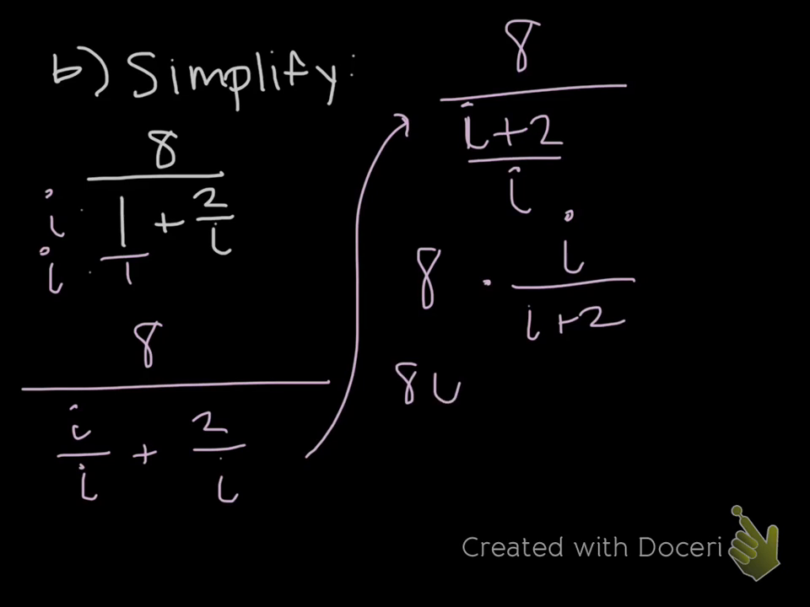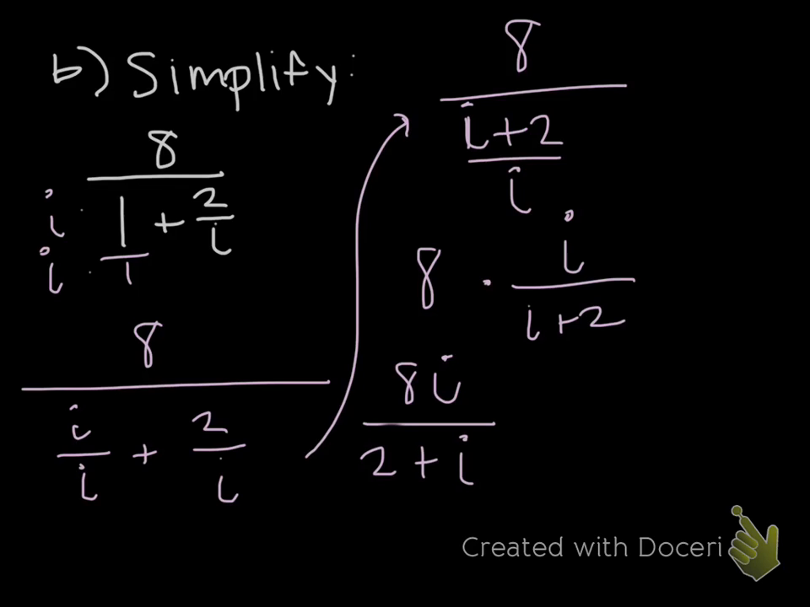will become 8i over i plus 2. And I'm actually going to rewrite this as 2 plus i because that's just what we're kind of used to. So i plus 2 is the same as 2 plus i. Now that I'm there, I need to go further because you can't leave an i in the denominator. So I'm going to have to multiply by the conjugate.